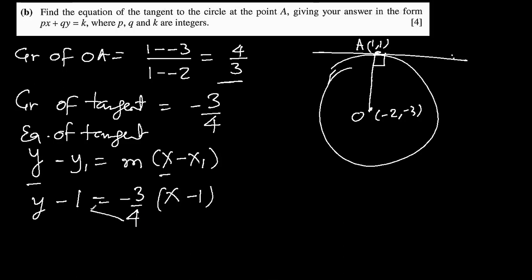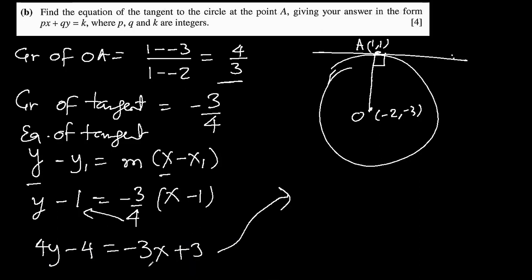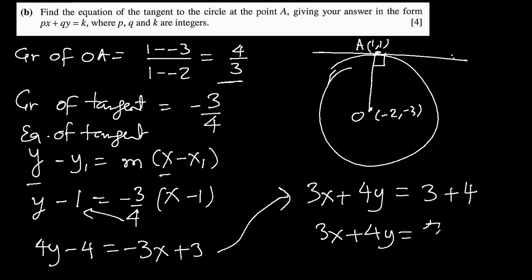And just cross multiply this 4 here and 3 minus 3 with this, you'll get it. 4y minus 4 equal to minus 3x plus 3. Let's complete it here. Bring 3x on the left side. They want k, the constant, to be on the right side. So 3x comes to the left side, becomes positive. 4y is already there, equal to 3 plus 4. So 3x plus 4y equal to 7. This is the equation of the tangent to the circle.